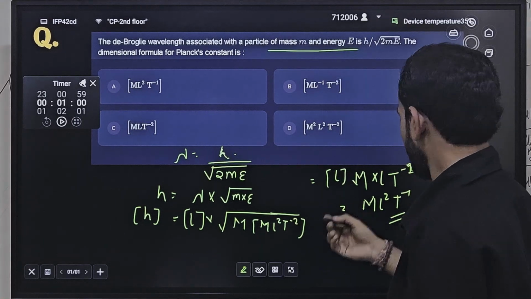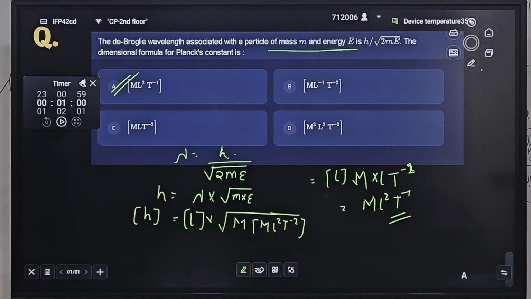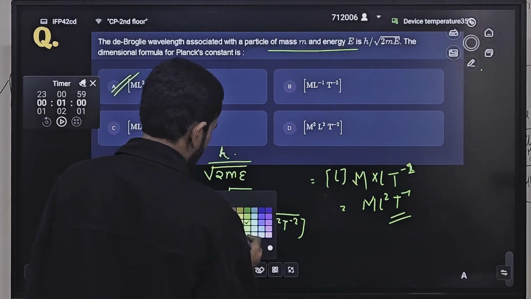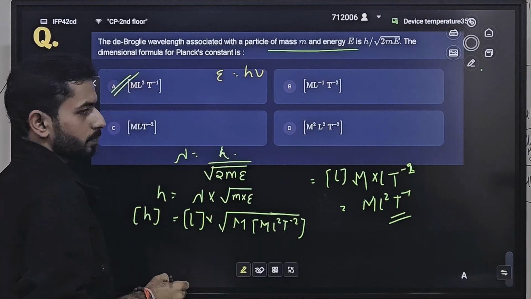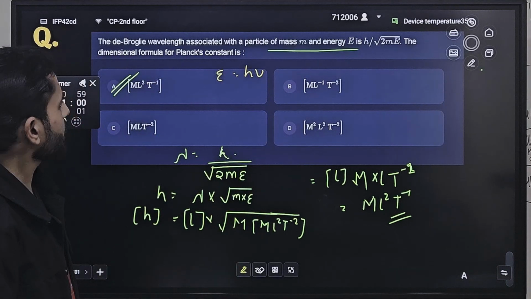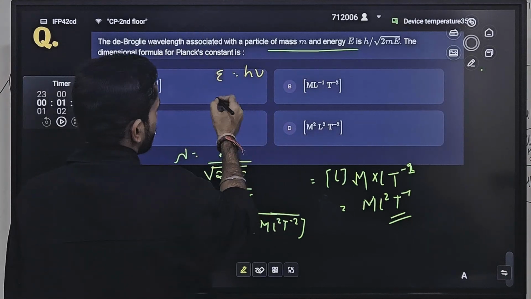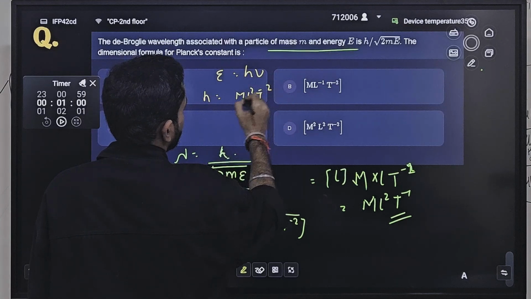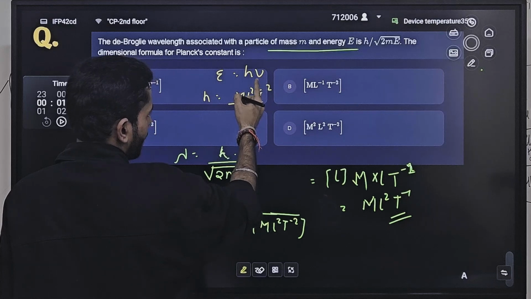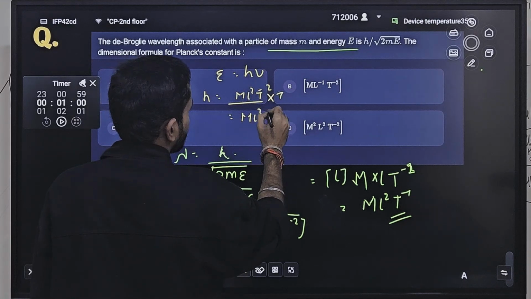Which option is coming correct? But I will say it was not a very good way to find the answer. There is a second way you can solve it. You know simply energy can be written as h nu. Correct? So you can write simply M L square T minus 2 divided by nu, which is 1 by T. That means it will be multiplied by time here. That will be the answer, M L square T minus 1.